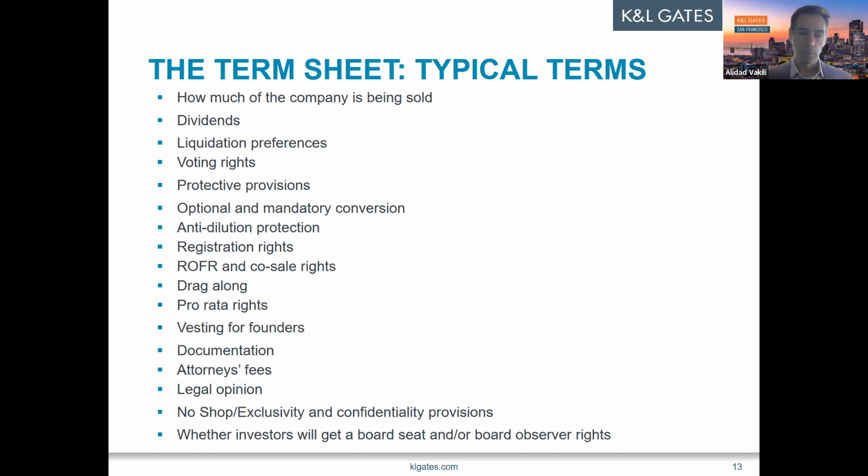The others, I'm not going to touch on all of these. Pro rata rights, which I just mentioned, are the ability for them to participate in the future, to buy more shares, to keep their percentage ownership the same. Drag along and ROFR rights are pretty common too.